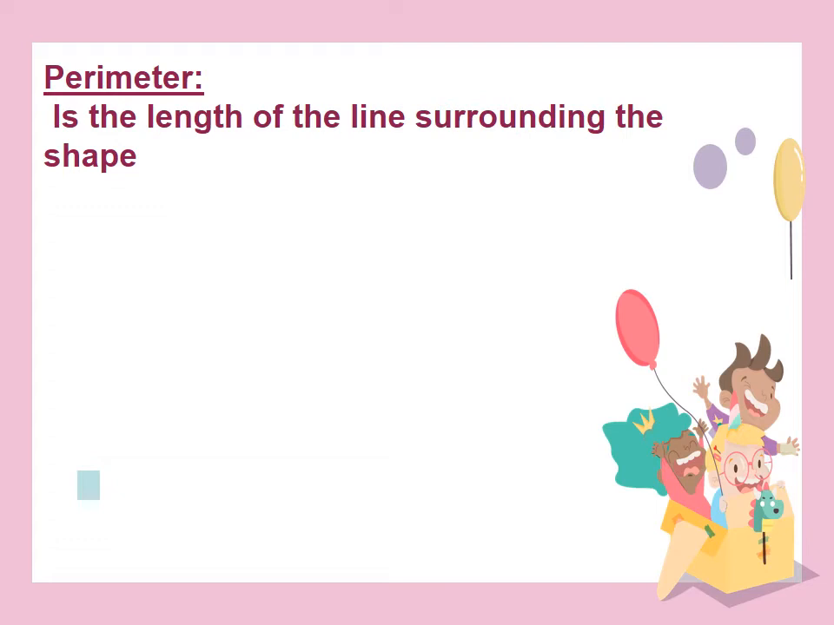Let's go to the perimeter. Do you remember the perimeter? The perimeter is the length of the line surrounding the shape, like this line. The length of this line of this square is called the perimeter.